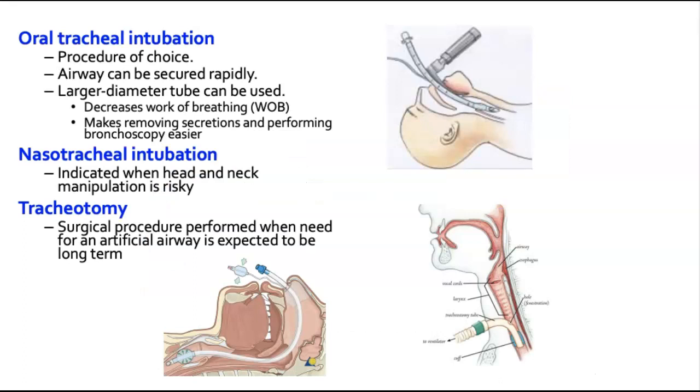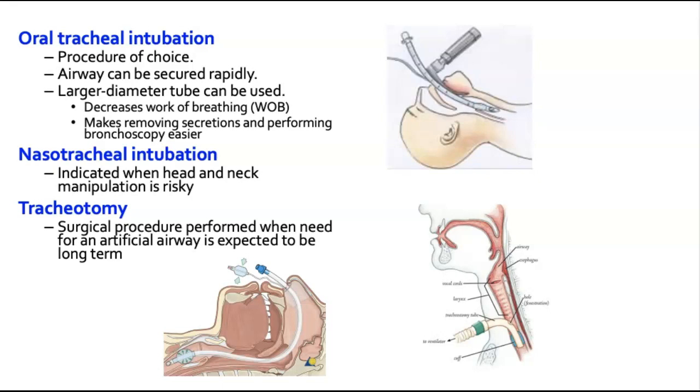So why would you choose oral, nasal, or tracheotomy? The indications for oral ET intubation, or oral tracheal intubation: it's the procedure of choice for most emergencies because the airway can be secured rapidly. A large diameter tube can be used, thus reducing the work of breathing, and it makes it easier for suctioning. And it also makes it easier for a bronchoscopy to be done at a later time if needed.